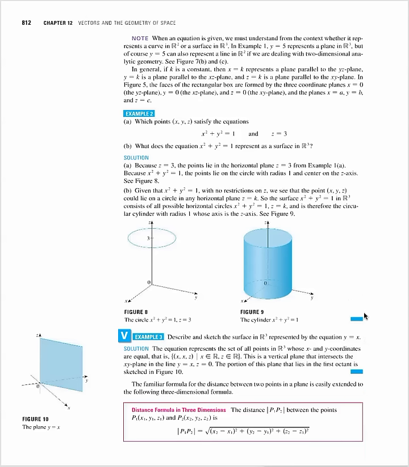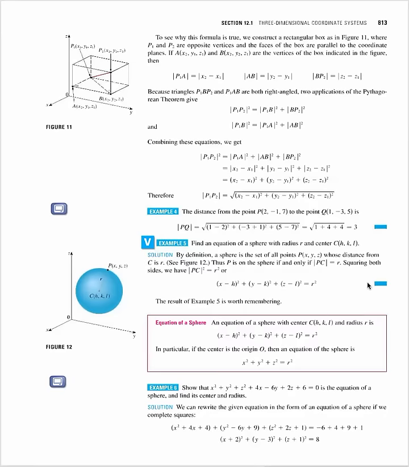At the bottom of page 812, we have the distance formula in 3 dimensions. This should look relatively similar to the distance formula in 2 dimensions. It comes from the Pythagorean theorem. And you absolutely need to know this distance formula. This is going to come up over and over. The proof of it is at the top of page 813, and you should read through it. It's a reasonable proof. Example 4 gives an example of using the distance formula.